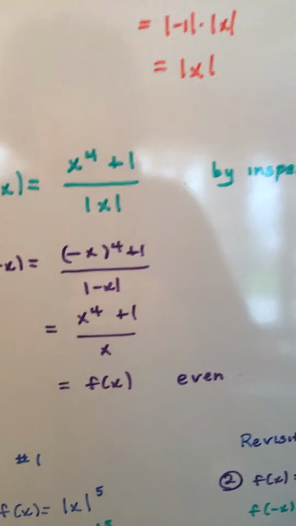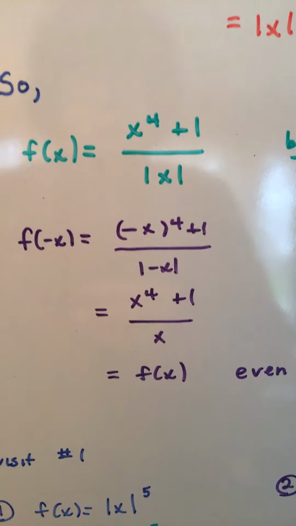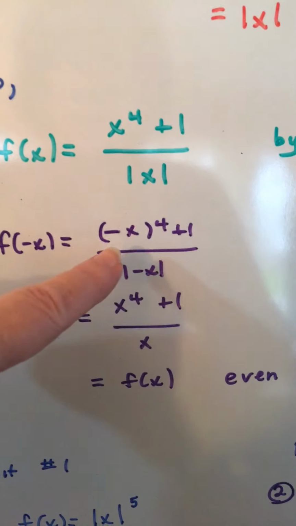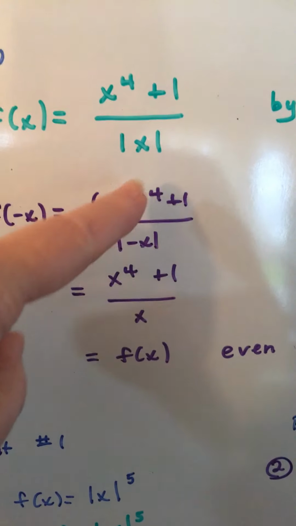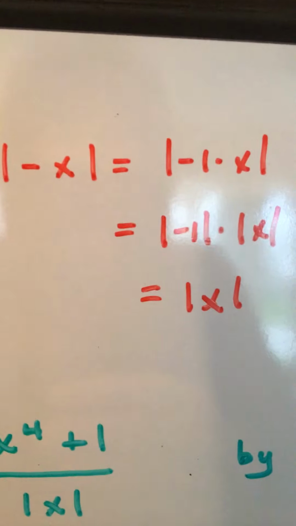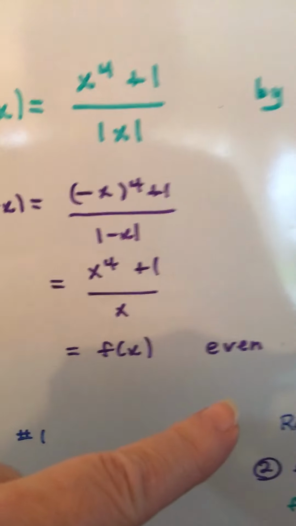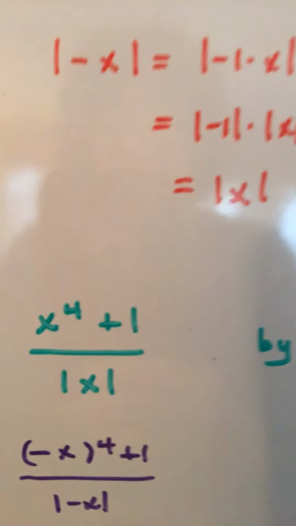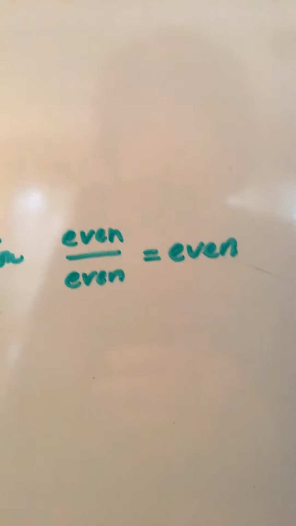So with that in mind, let's now do this by using the proof. I substitute my negative x in. Negative x to the 4th is x to the 4th. What's the absolute value of negative x? We found out it was x. These now look exactly alike, so I'm even. I could have done it by inspection. I say, oh, numerator, you're even, denominator, you're even, and even divided by even, plus over plus, is even.